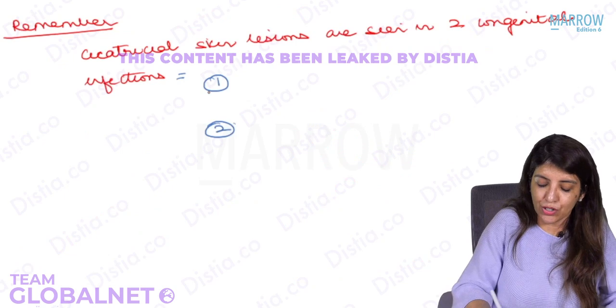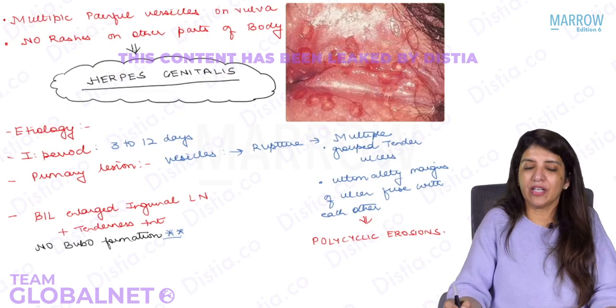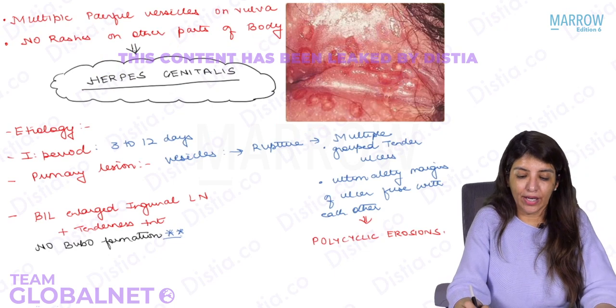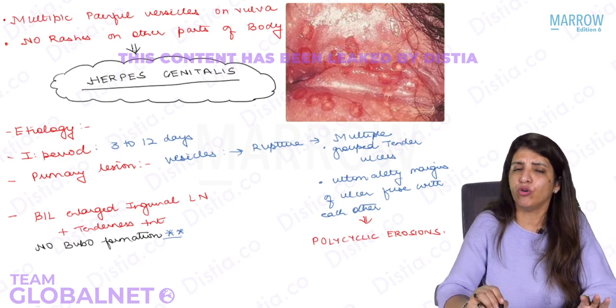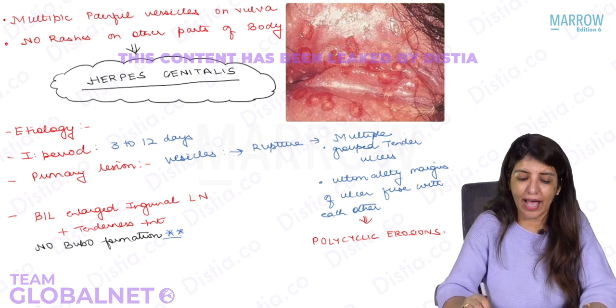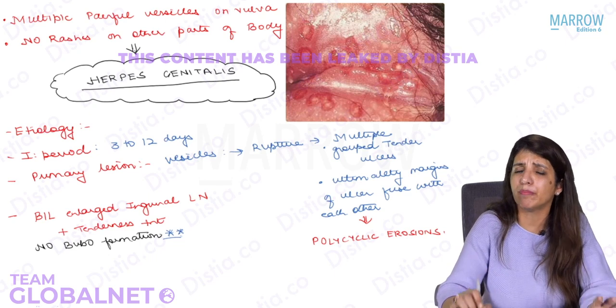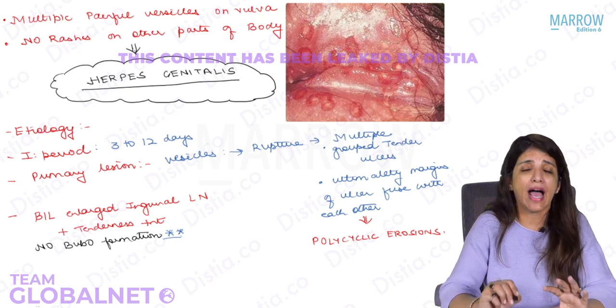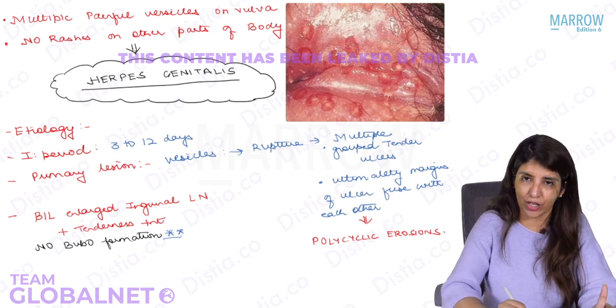Right? So cicatricial skin lesions are seen in 2 congenital infections. They are seen in herpes and in varicella zoster. Now coming to herpes infection. Now in herpes infection, you are going to get multiple painful vesicles on the vulva and there are no rashes on other parts of the body.